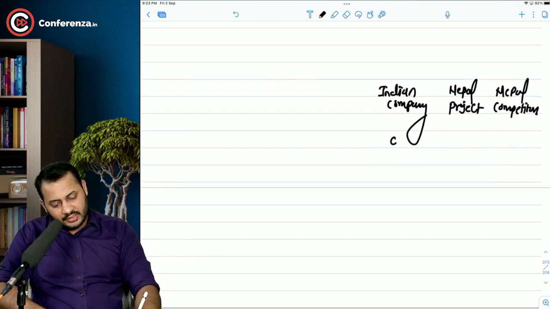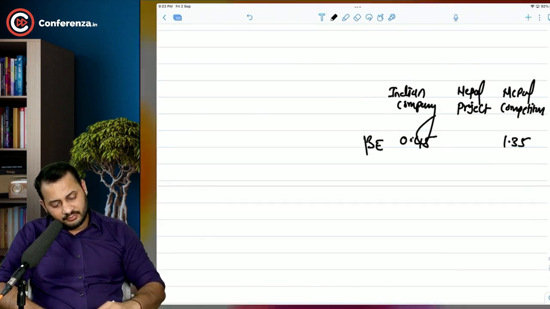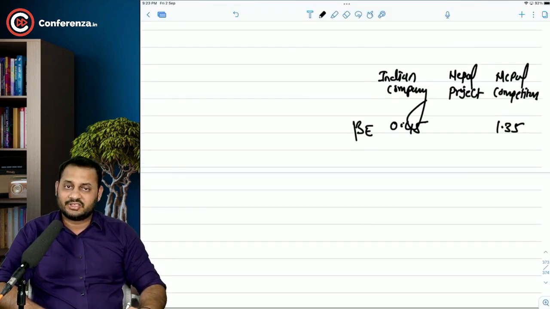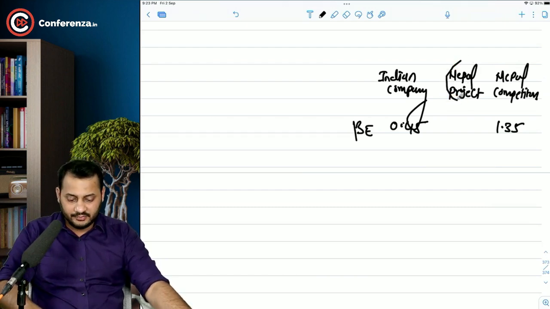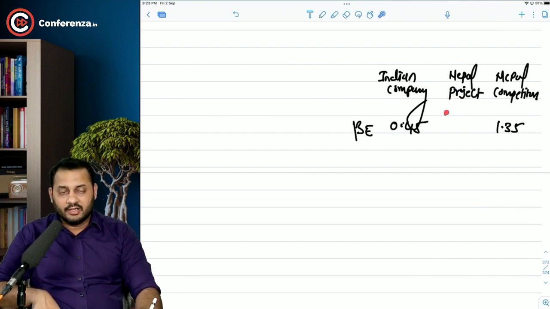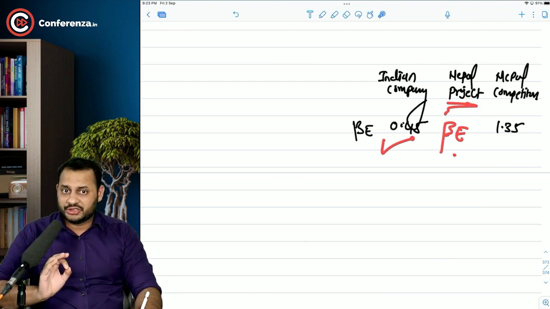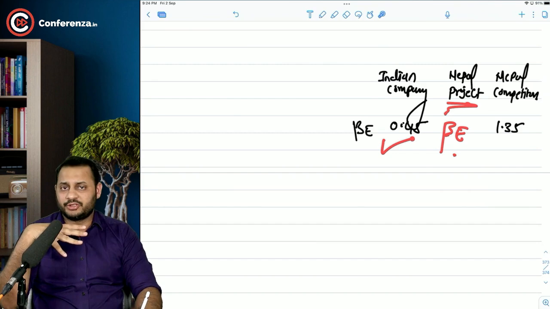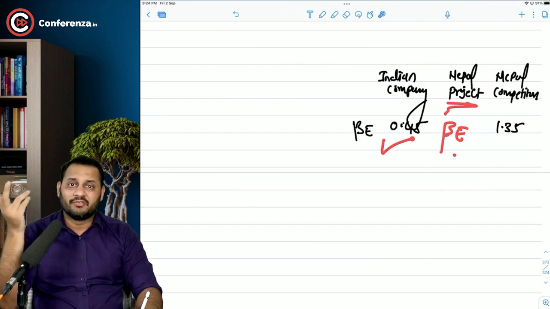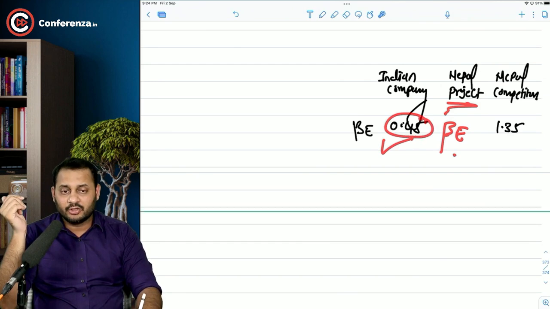The Indian company has an equity beta of 0.45. The Nepal competitor has a beta of equity of 1.35. Now please understand, we need to find out the NPV of this Nepal project, and accordingly we need the equity beta for the Nepal project. We cannot use this beta because it is clearly mentioned in the question that the Indian amusement park is very different from the Nepali project. That means the risk of both will be different, and beta itself represents risk, so beta will also be different. That's why we cannot use this.